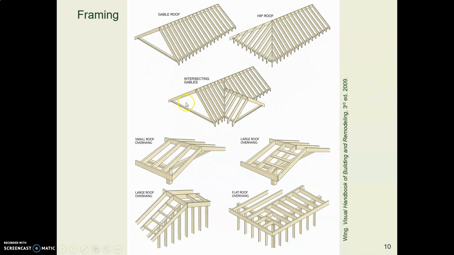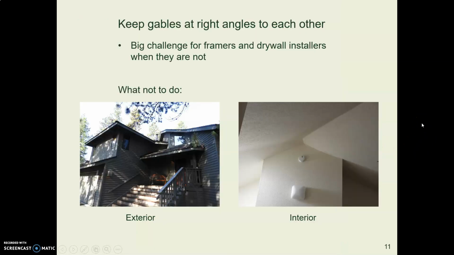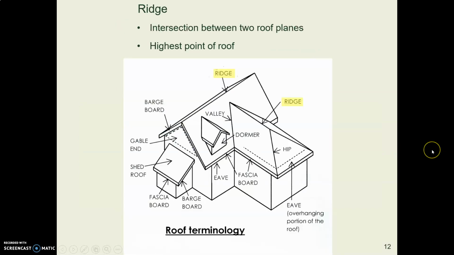We want roofs that are parallel and perpendicular, things at right angles to each other. If things are not at right angles to each other, we create a headache for the framers, and then after that's done, for the finishers, like the drywall people inside. And here's a house where things are not square. There's the outside. Here's what the drywall looks like inside. That must have been a headache.